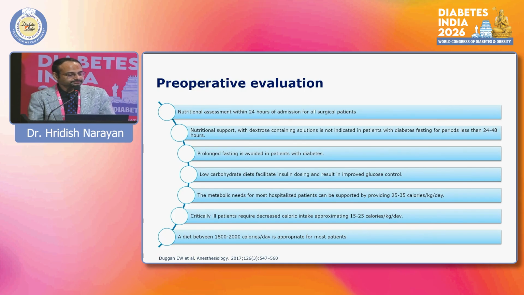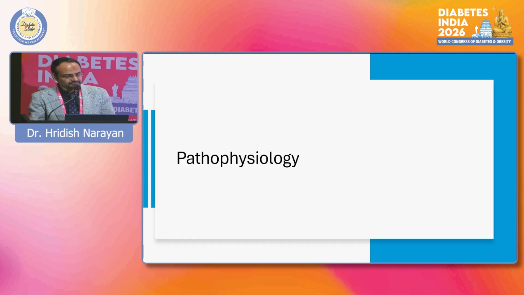The nutritional support, whether you have done prolonged fasting. Usually, prolonged fasting is avoided in patients with diabetes. Low carb diets facilitate insulin dosing and result in improved glycemic control. And also, the dietitian's role comes into play, like how many calories per kg per day you will provide. Critically ill patients require decreased caloric intake, approximately 15 to 25. But I put a disclaimer here, some patients are hypercatabolic. In those circumstances, things may be different. So, this is just a general statement. Suppose we say in most of the patients that we deal with, a diet between 1800 to 2000 calories approximately for most patients, but definitely this is a generalized statement.